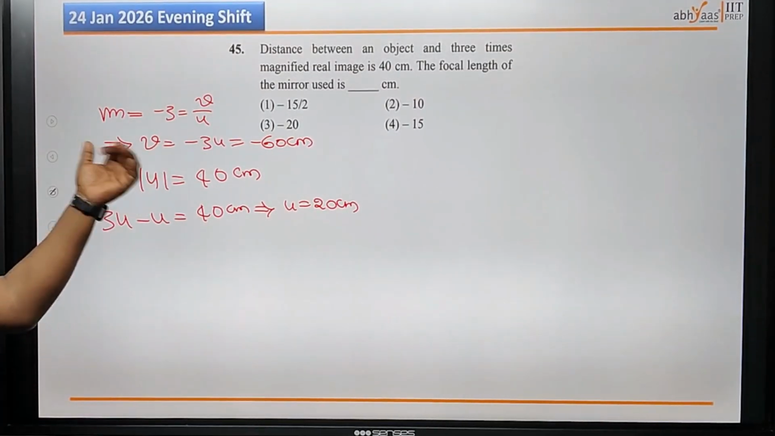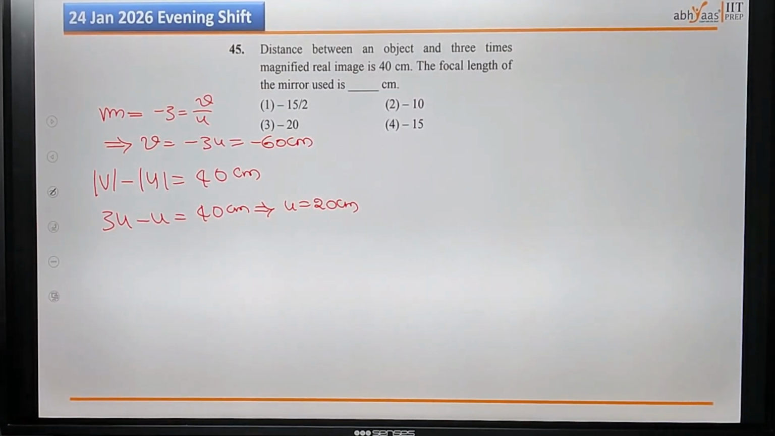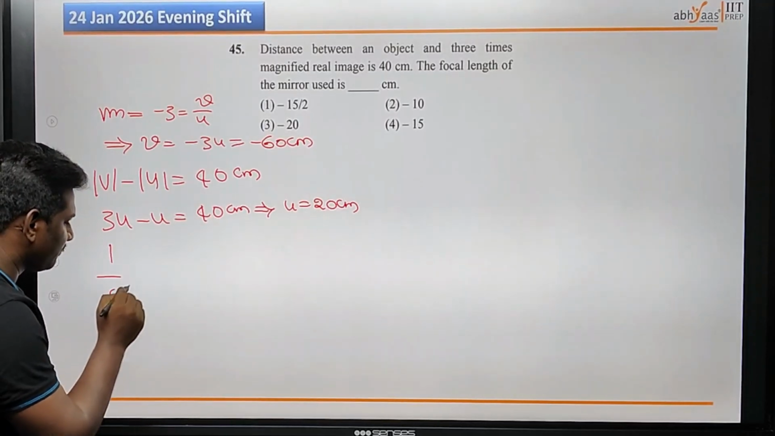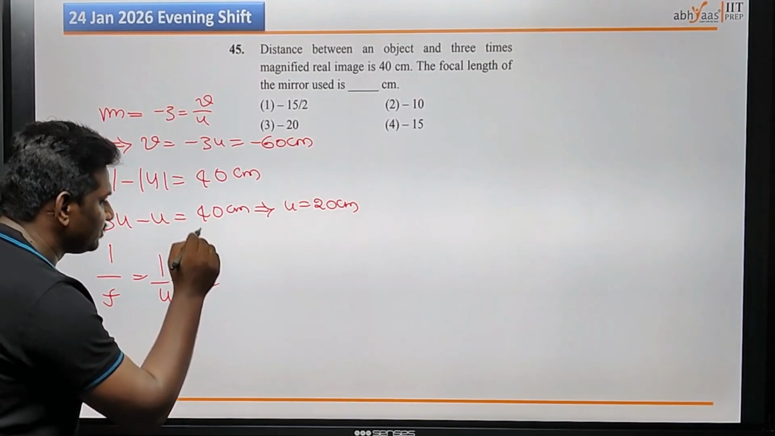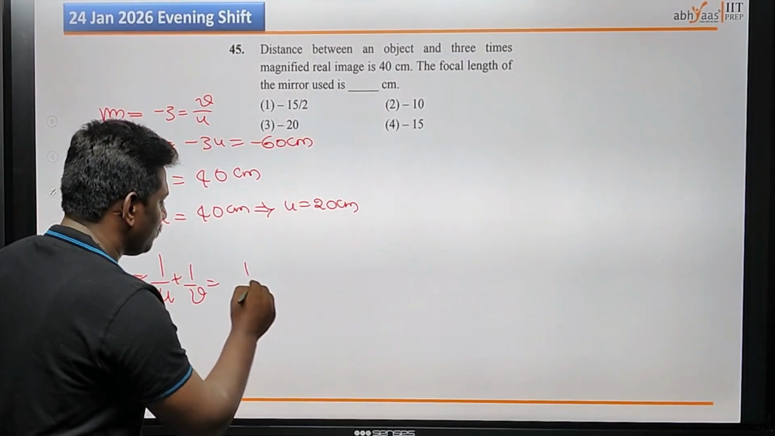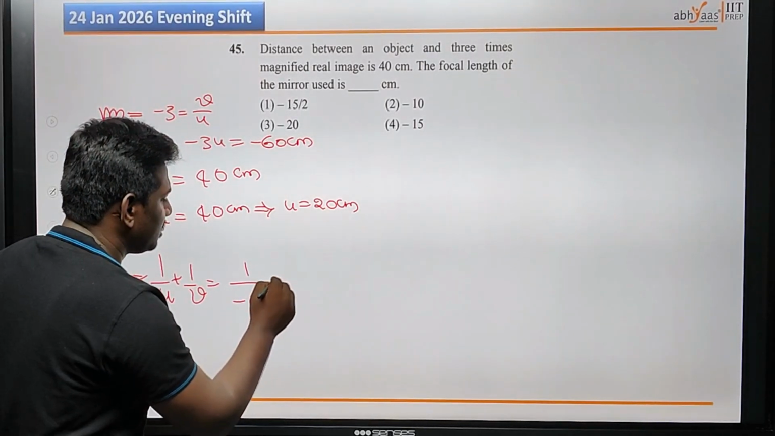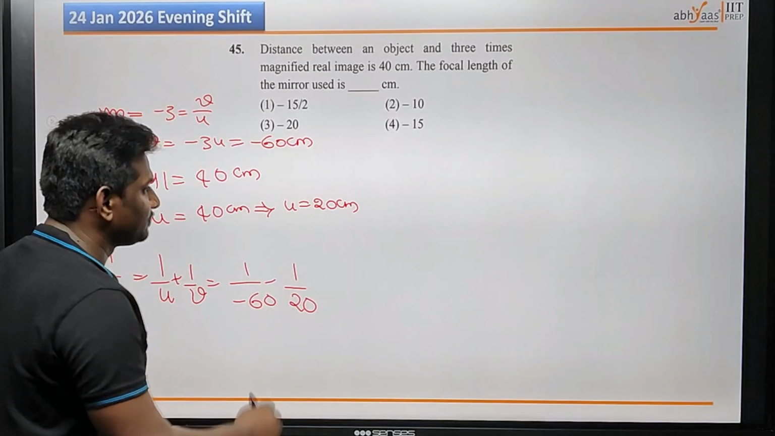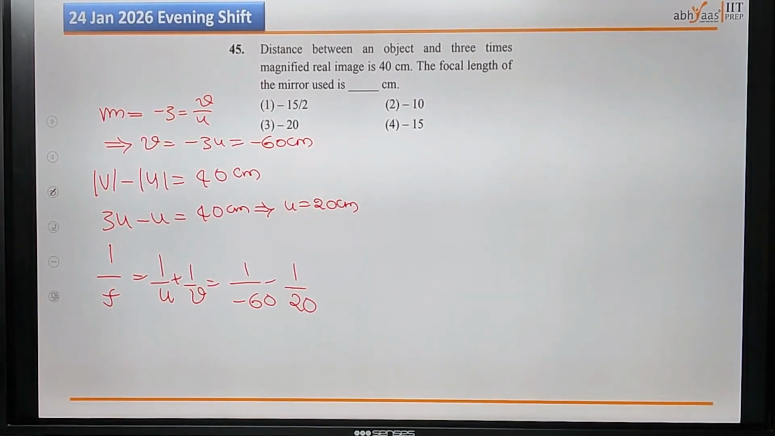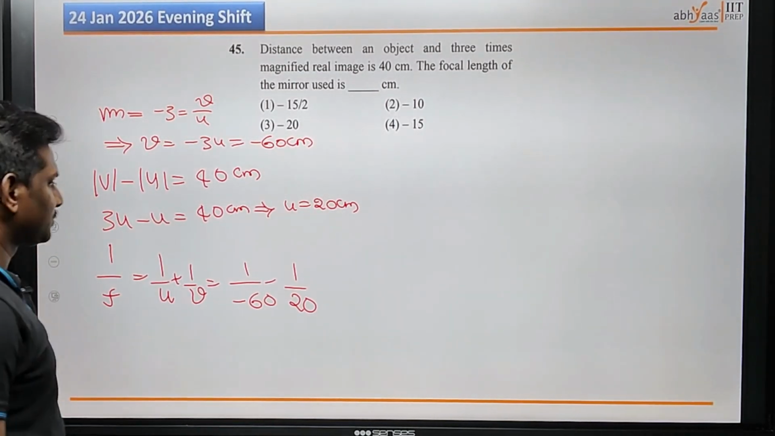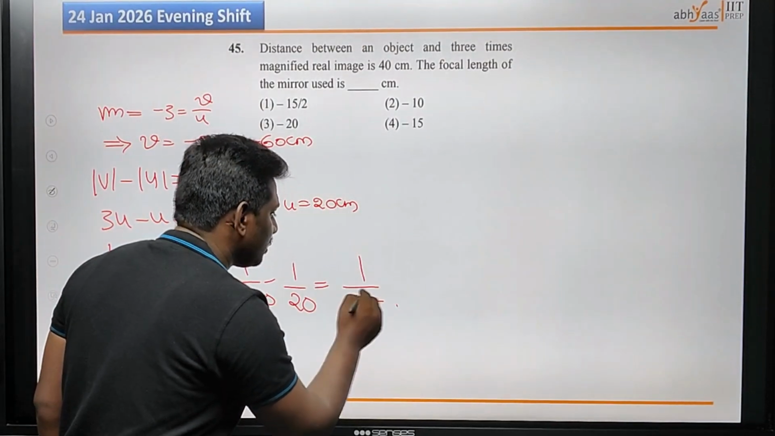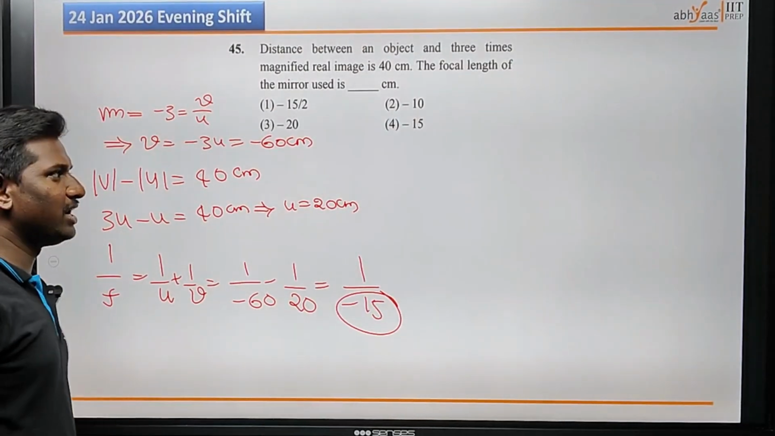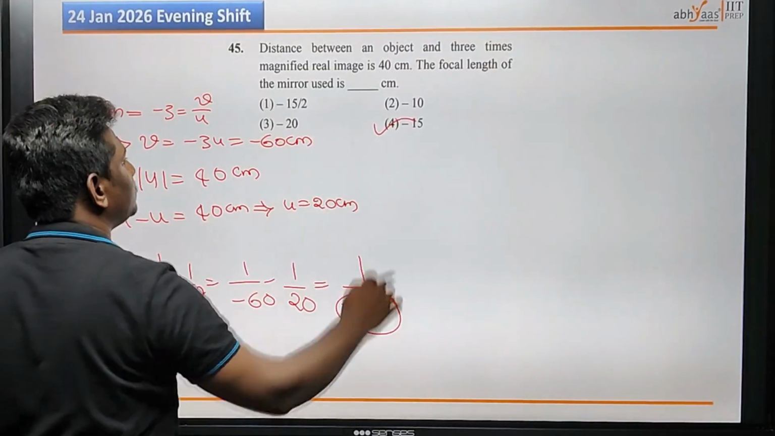What do you have to find? You have to find the focal length. What is the formula for focal length? 1 by f equal to 1 by u plus 1 by v. So substitute the values, 1 by minus 60 minus 1 by 20. So you are getting minus 1 by 15. f can be written as minus 15.